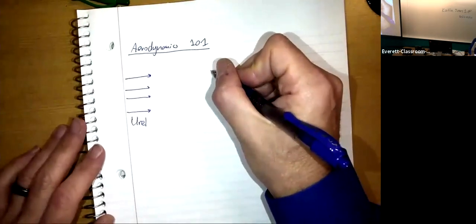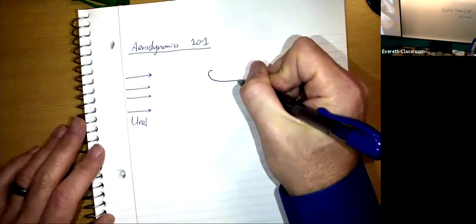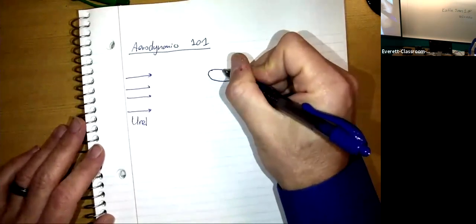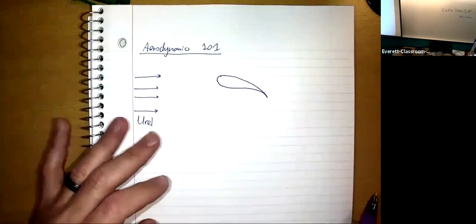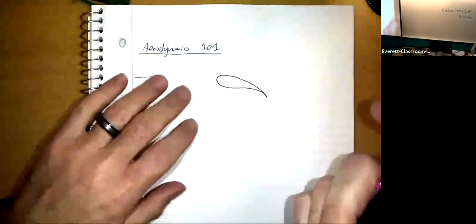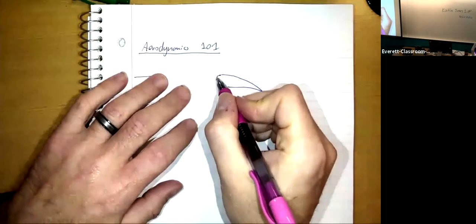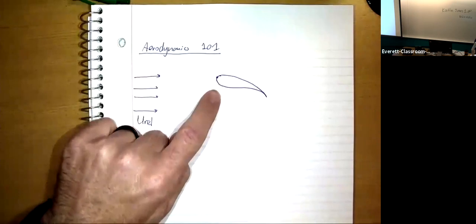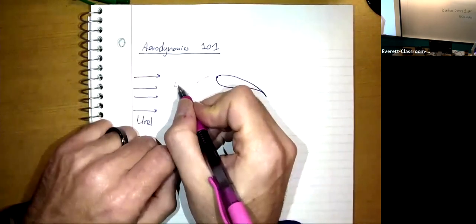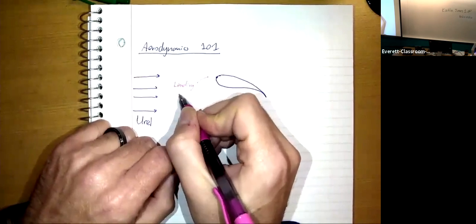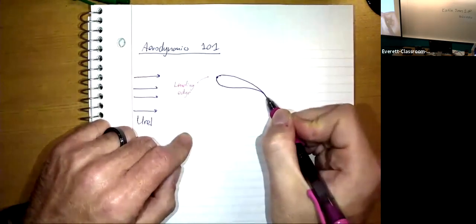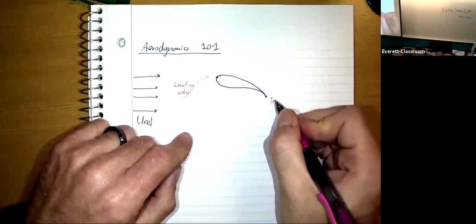Airplane wings or airfoils tend to have a shape that looks something like this. I don't know how well you guys can see color. That was supposed to be blue. I'm going to try to use pink. Maybe that'll be a very different color. This point right here is called the leading edge. And this point right here is called the trailing edge.